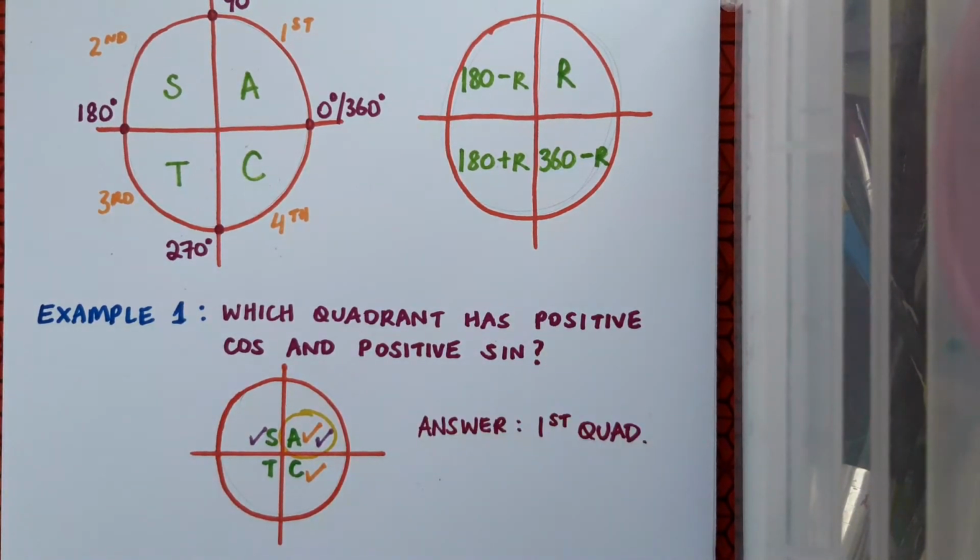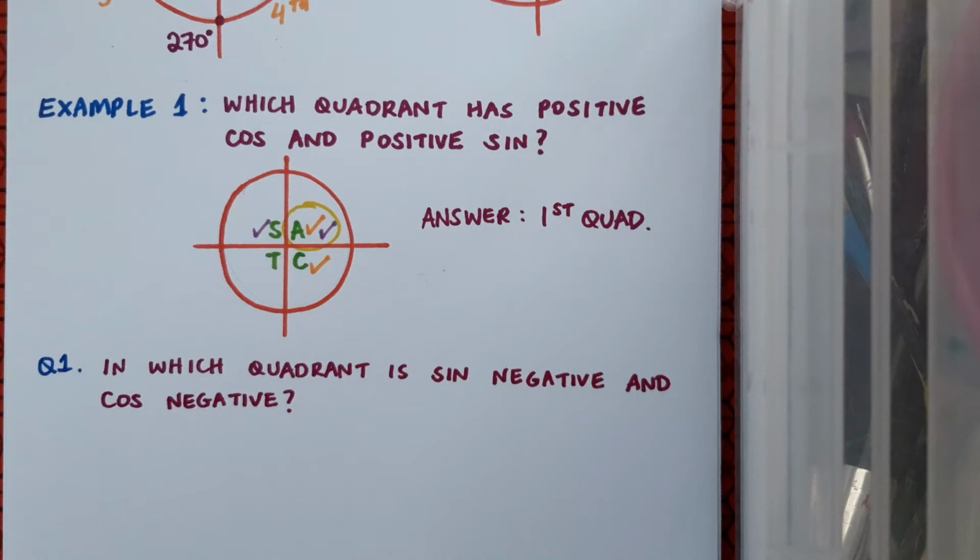So here's one to do yourself. So your question is, in which quadrant is sine negative and cos negative? So pause the video here, take a moment to do this, and then see if you're correct.